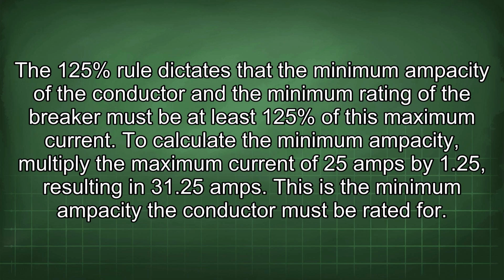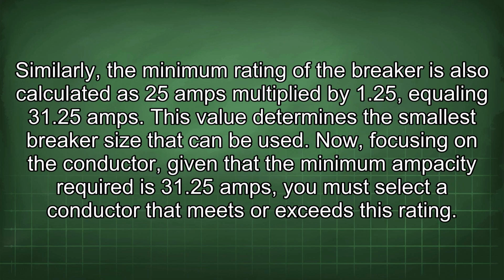To calculate the minimum ampacity, multiply the maximum current of 25 amps by 1.25, resulting in 31.25 amps. This is the minimum ampacity the conductor must be rated for. Similarly, the minimum rating of the breaker is also calculated as 25 amps multiplied by 1.25, equaling 31.25 amps. This value determines the smallest breaker size that can be used.